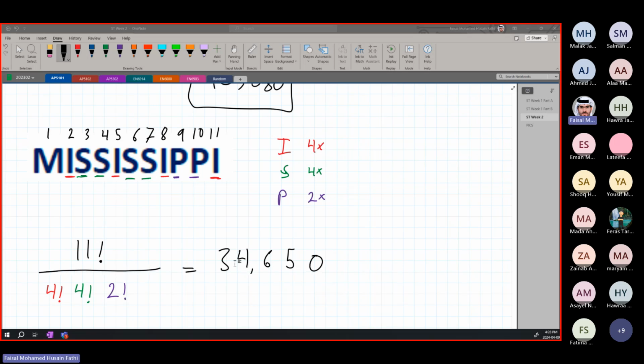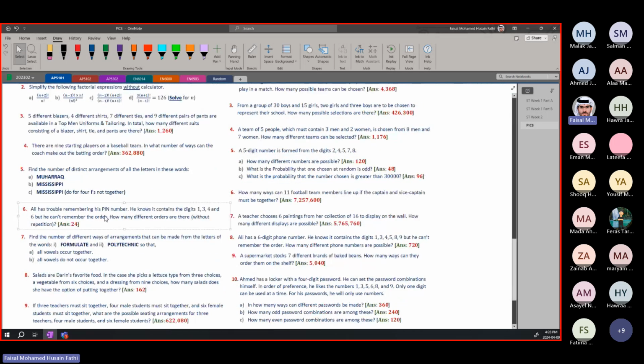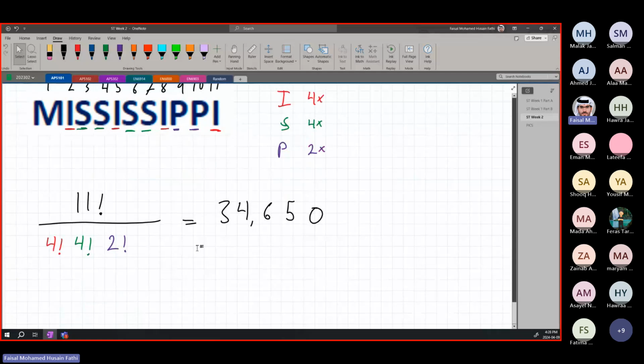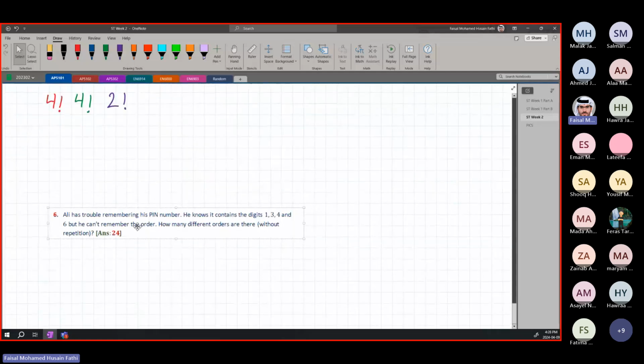Okay? Now, this is for finding out when we have a word, how we can have it with repeating letters, how to solve it, all right? It's the same exact idea.